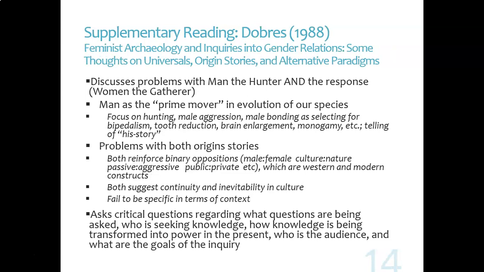Okay, I threw in a folder a supplementary reading by Dobres that discusses patterns or problems with both of these kinds of models, and again gives a little bit more evidence that I've summarized here relating to these quote unquote origin stories, right? They reinforce binary oppositions, not just male or female, but passive, aggressive, public, private, culture, nature, which are both Western, colonial, modern constructs. But again, most of them suggest continuity and inevitability, the idea that if men were hunting in the past, they are always hunting and they should continue to hunt and serve this primary role today, right? So it starts to link cultural practices with nature, with biology.